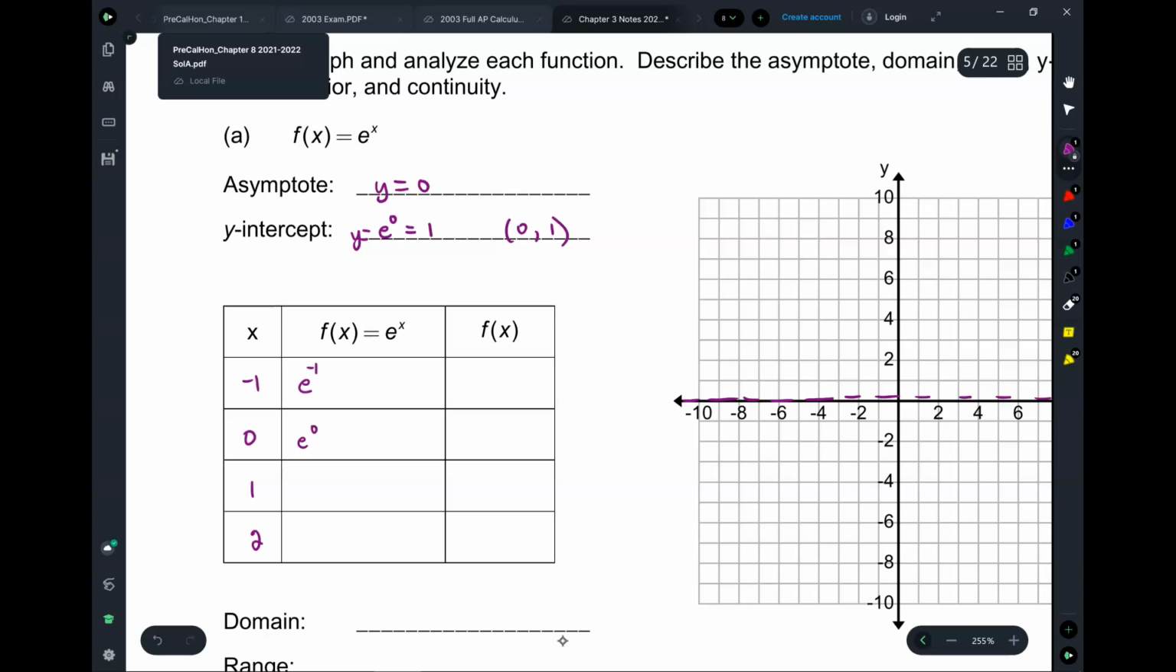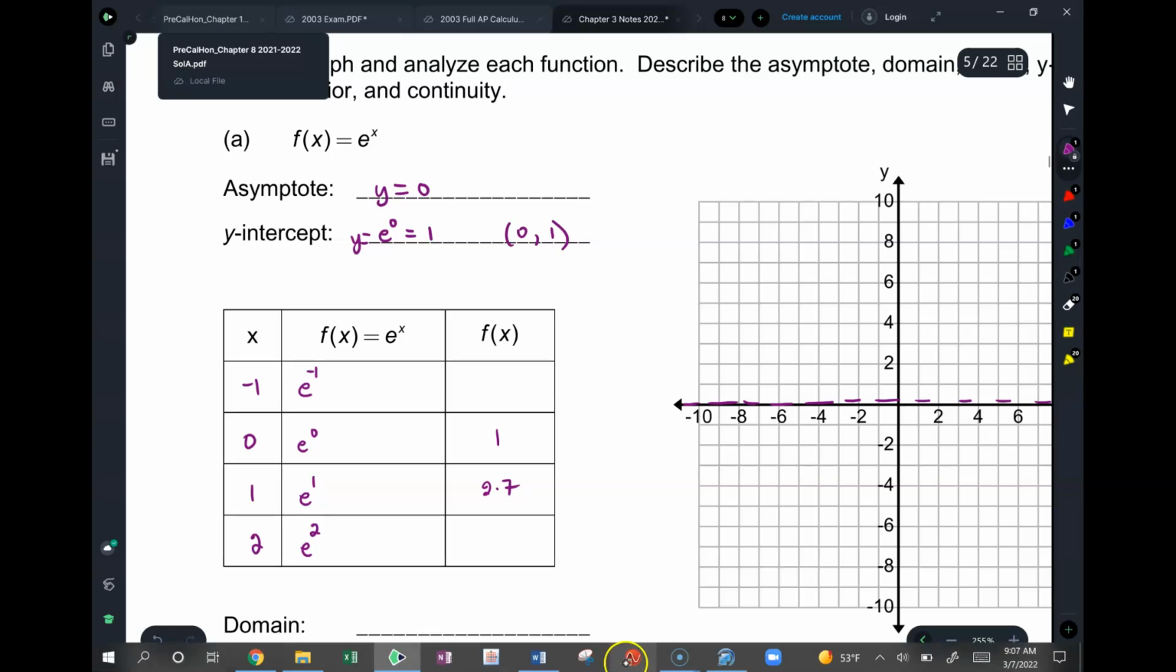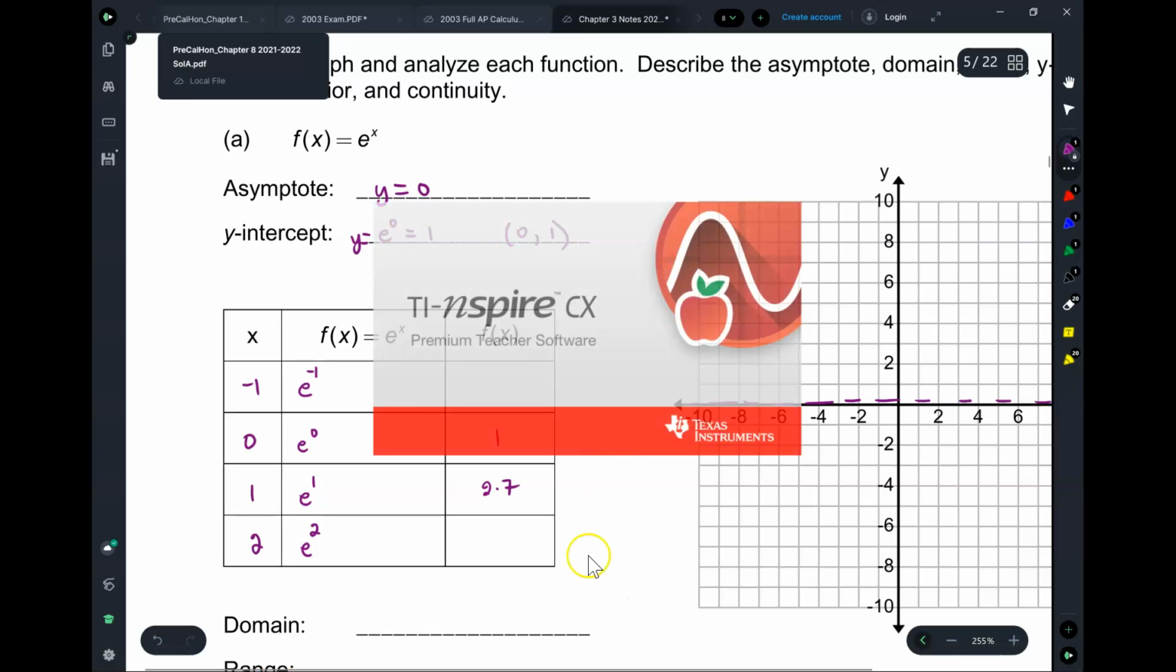And before you do that, let's do some of the ones that we know, because it saves time and keystrokes. What's e to the 0? 1. What's e to the 1? 2.7. Now, when you're graphing, you don't have to go into any more decimal places than that, because can you graph the difference between 2.7 and 2.718? No. Okay, so for the other ones, go ahead and go on your calculators and find that lovely E button.